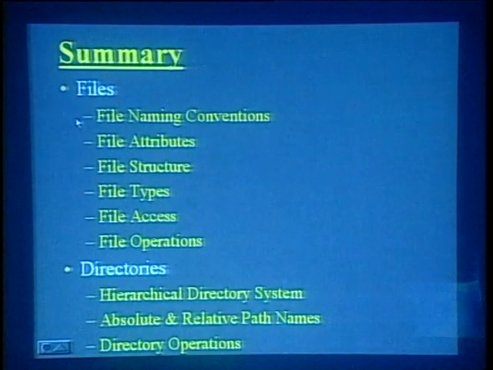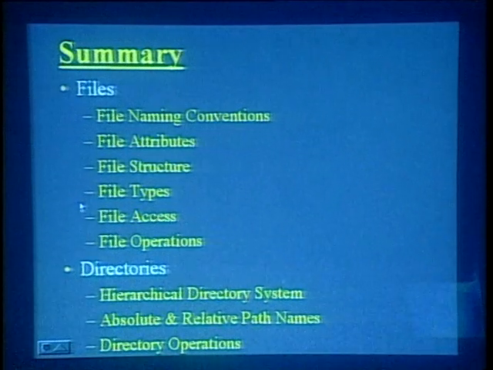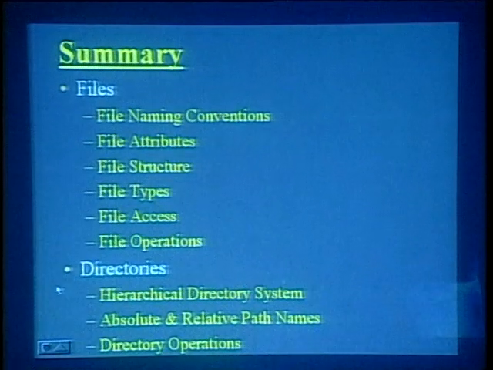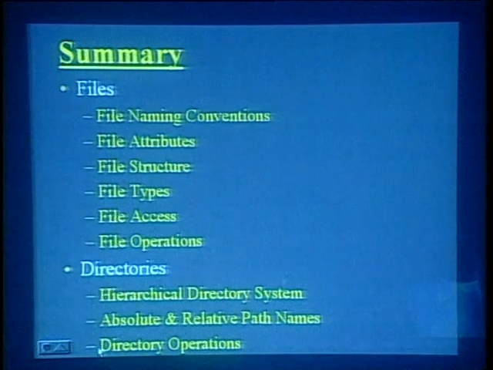Today we primarily discussed two issues: files and directories from the user perspective. And in that we discussed file naming conventions, file attributes, file structure, file types, file access, file operations, directories, hierarchical directory system, absolute and relative path, and directory operations. This was all about the file system from the user perspective.